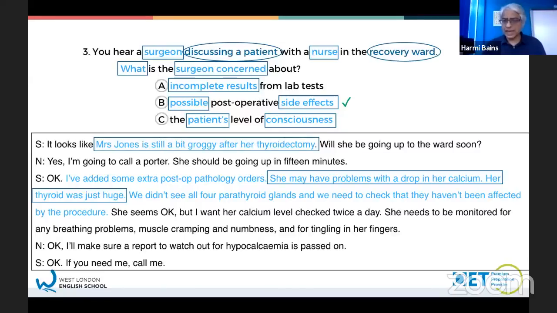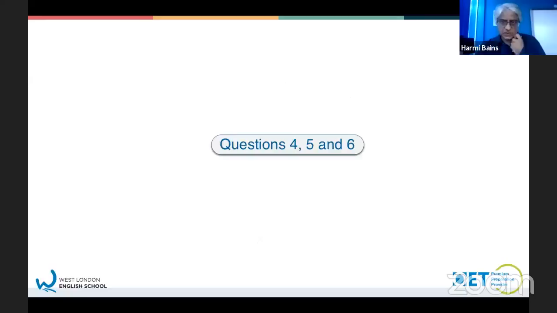Again, option A and option C didn't really fit here. But again, you're listening out for the concern. Think about the question, what is the surgeon concerned about? That's what we were trying to identify. And it's not easy. The surgeon didn't say directly, I'm worried about this, or this troubles me. You can see how it's been expressed here in a very different way. Okay, so that was question three.